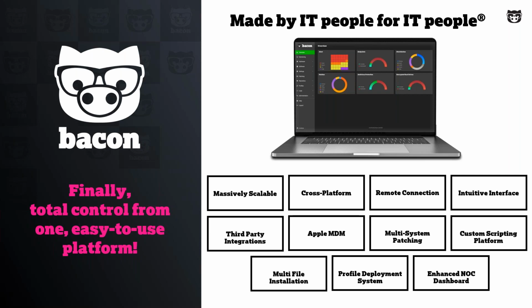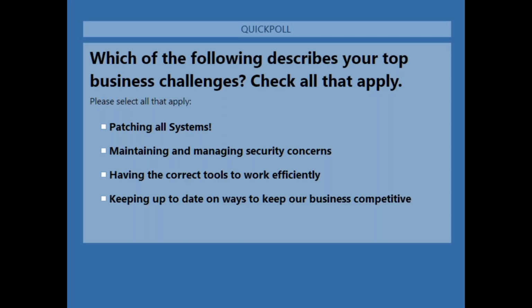Lane, if you want to launch the second poll, we'll get that out of the way and then jump into the description. All right, which of the following describes your top business challenges? Check all that apply. Patching all systems, maintaining and managing security concerns, having the correct tools to work efficiently, keeping up to date on ways to keep our business competitive.